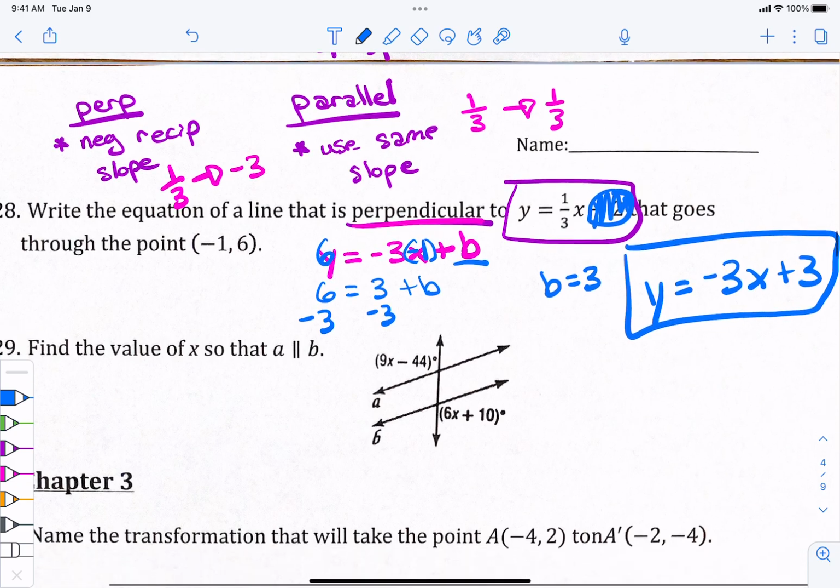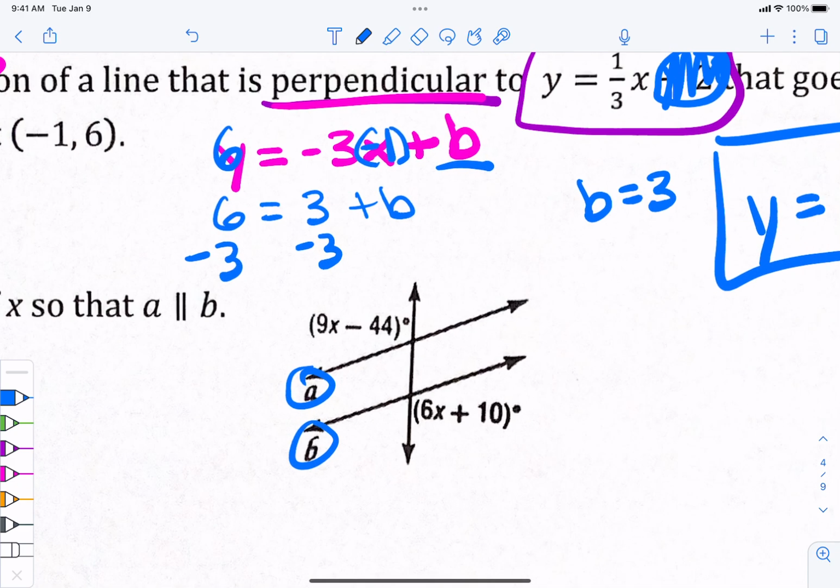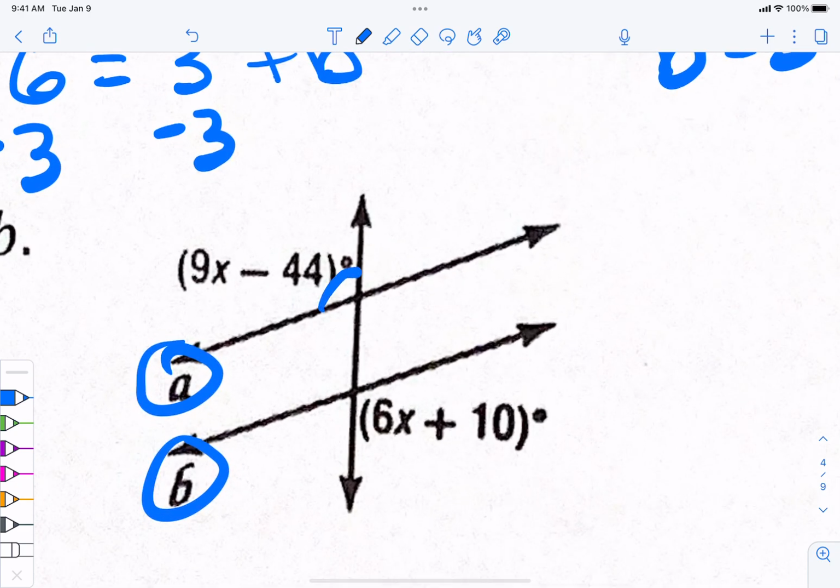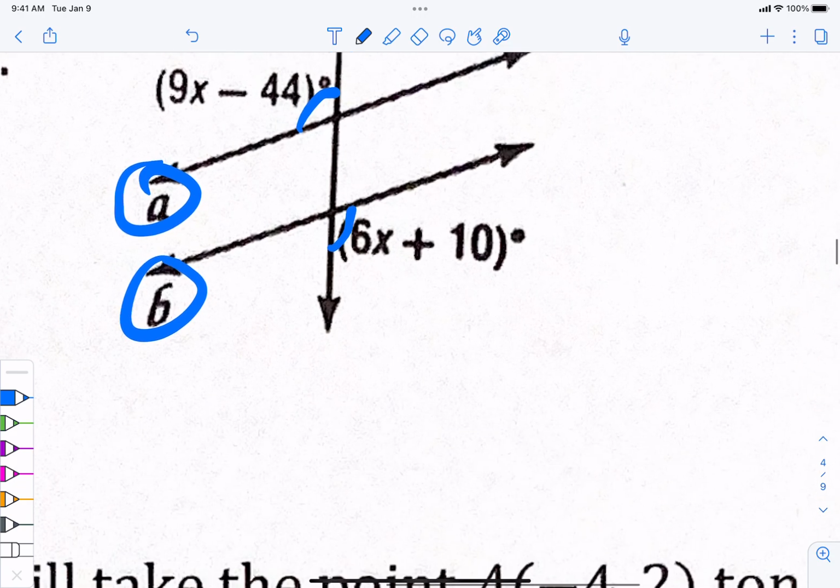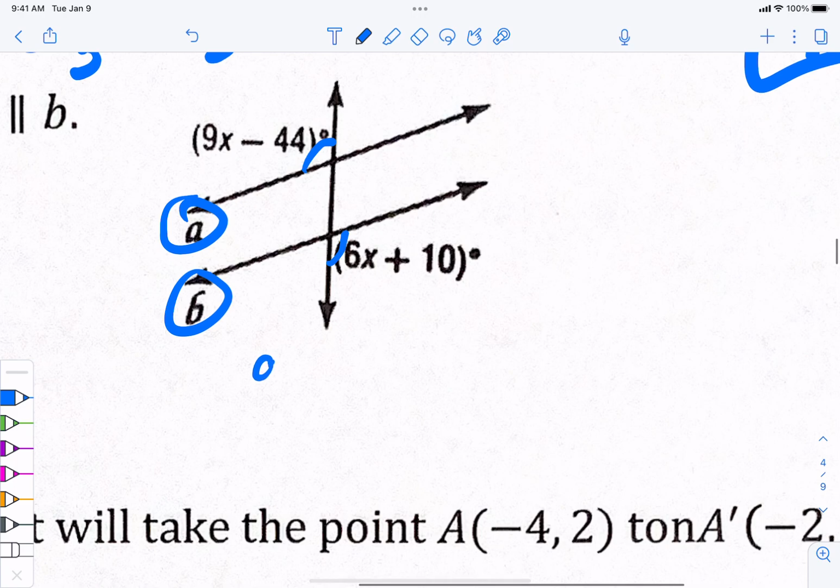All right, find the value of x so that a and b are parallel to each other. One angle's here, one angle's here. Are they the same measure as each other, or do they add up to be 180? Alternate exterior. They're alternate exteriors, so they are the same as each other, and we can set them equal. You only have 2 options. They're either equal to each other, or they add up to be 180, so make sure you pick the right one.